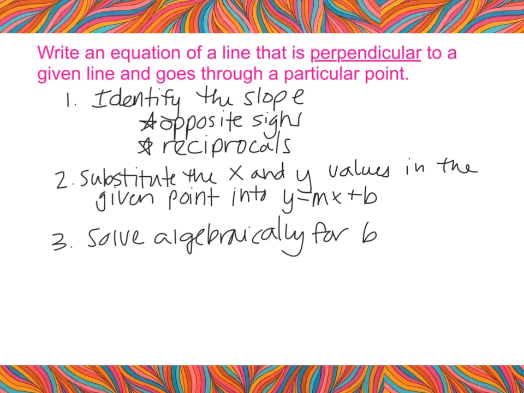Then you're going to substitute the x and y values into the equation. So the x for x, the y for y. We know our slope from step 1. The only variable in our equation is b. We're going to then use algebra. We'll solve algebraically for b. Once you get b, you can go back and rewrite your equation. y equals your slope from step 1 times x plus b, your y-intercept from step 3.